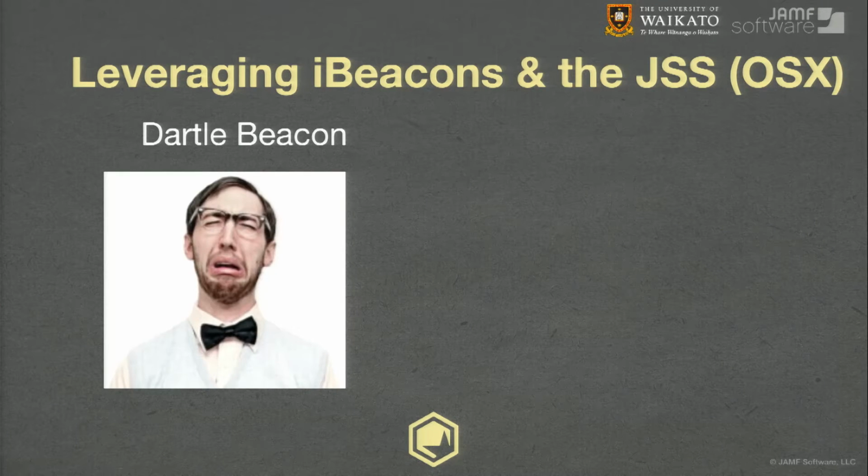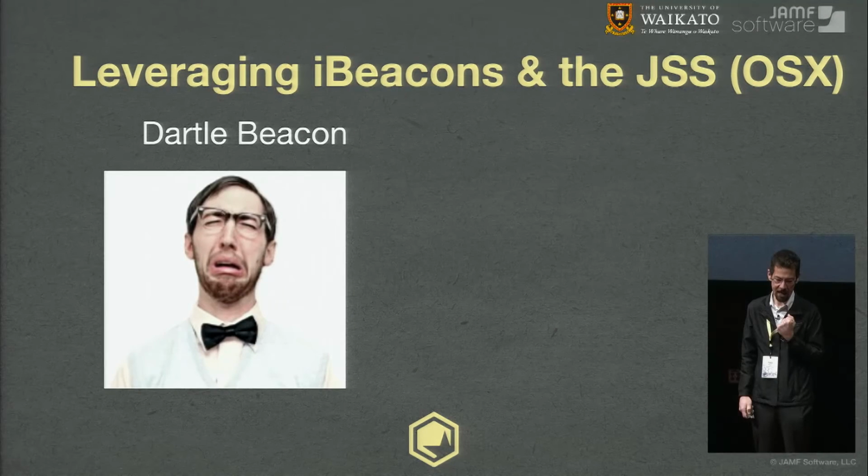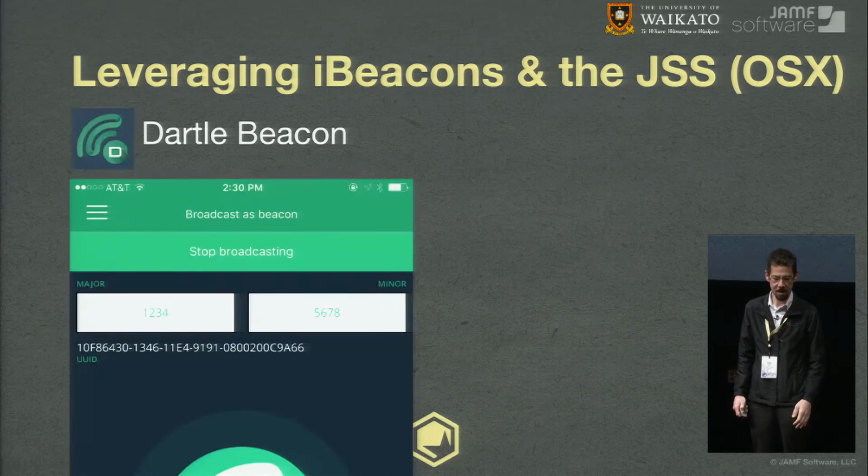So we've got a sad academic, and he is overseas at a conference somewhere, and he really wants to install an application on his computer, and he doesn't have admin access. He needs it for a few moments to authenticate some piece of software. So I can create a policy on the JSS, and I can trigger it. I can get him to install on his iOS device this Dartle Beacon program.